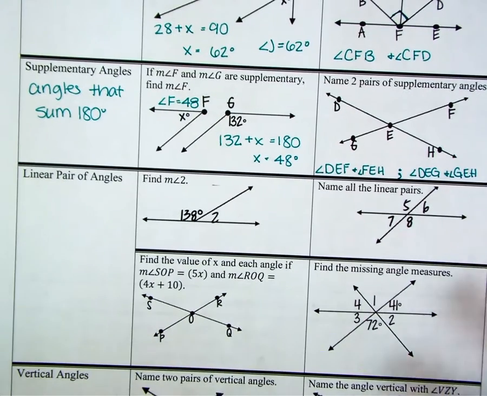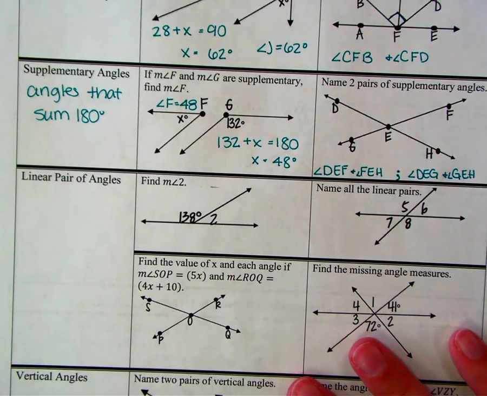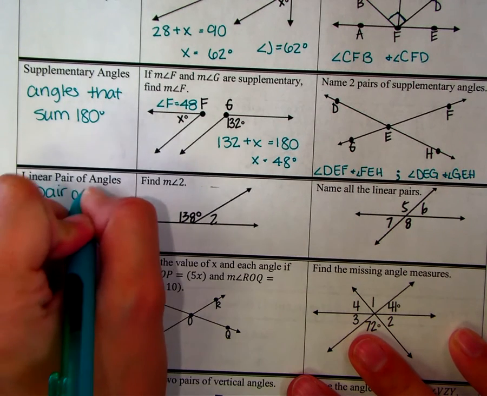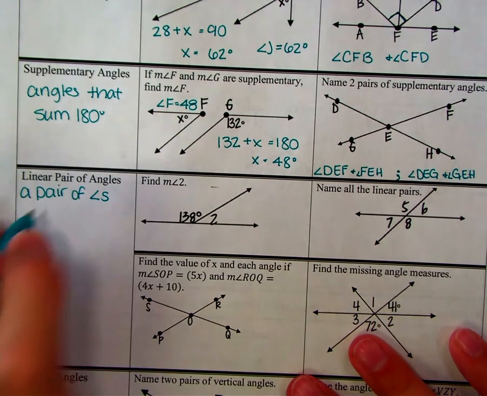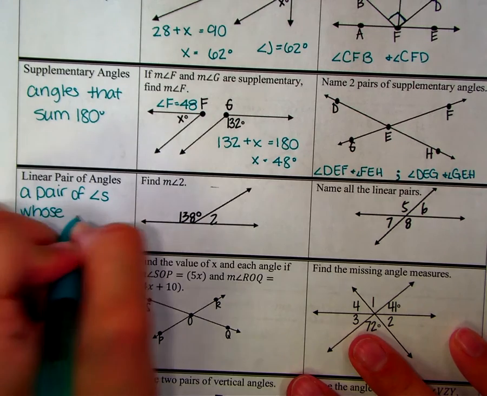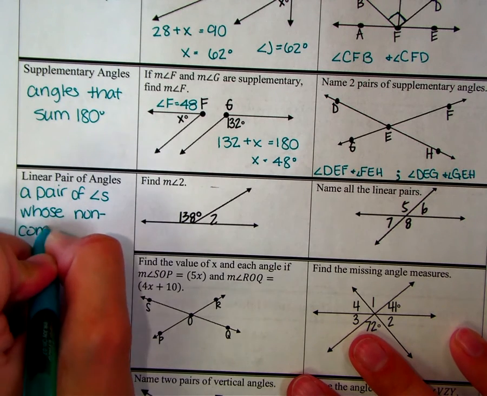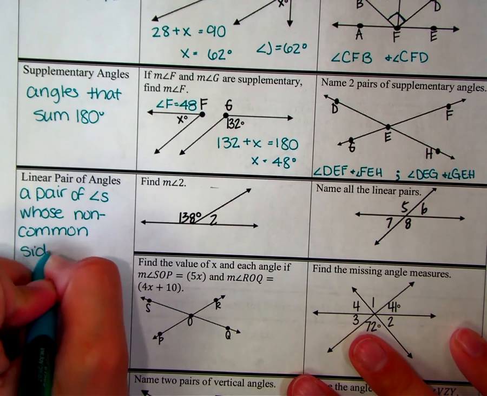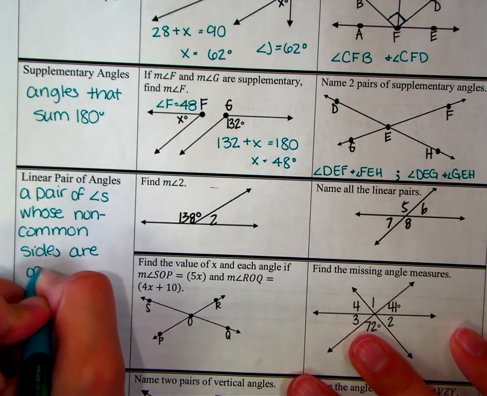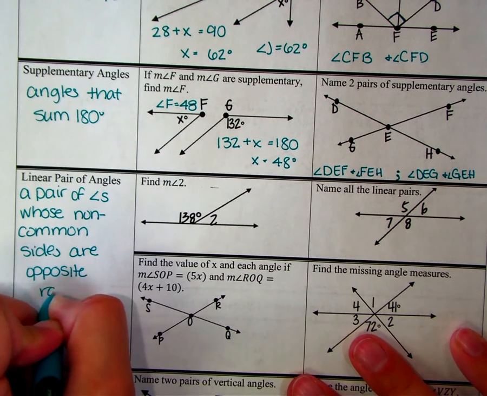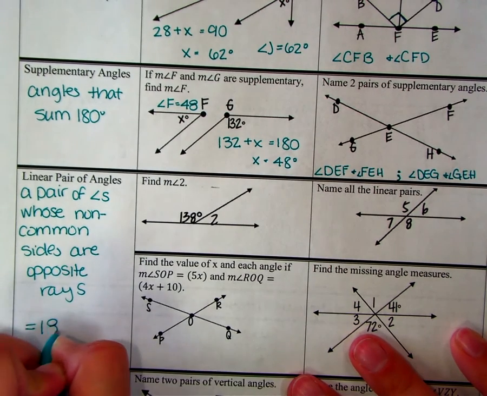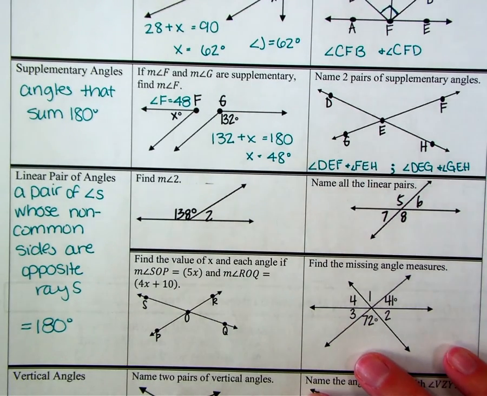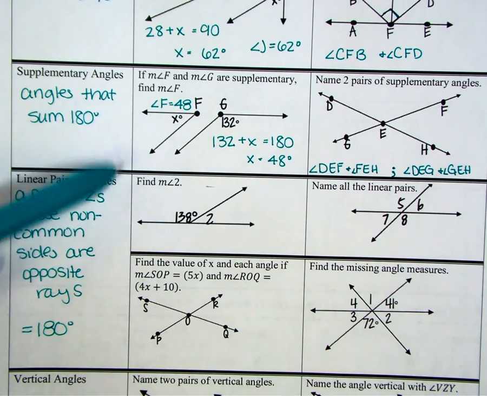All right, linear pair. This is a little bit of a lengthy definition, but it's a pair of angles whose non-common sides are opposite rays. So basically, they equal 180 degrees. They're supplementary. So very similar to supplementary angles.